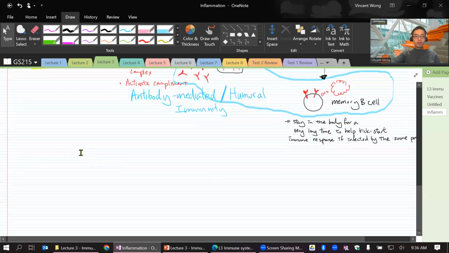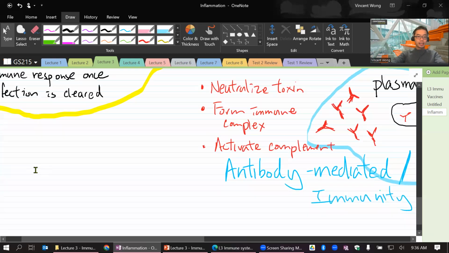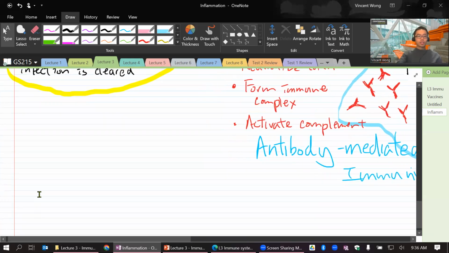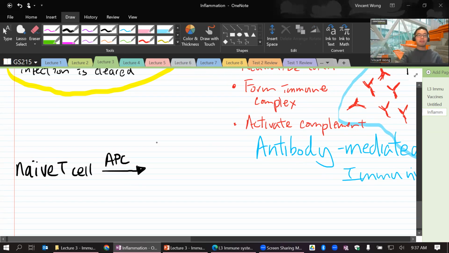Now, just a final recap in case you got lost in all these processes. Basically, we have the naive T cell. And what do we need to activate the naive T cell? What should I put on top of the arrow here? What kind of cell is needed to activate a naive T cell? Macrophages with the antigen? Yeah, so APC, antigen presenting cell. The one that we learned is the macrophage.